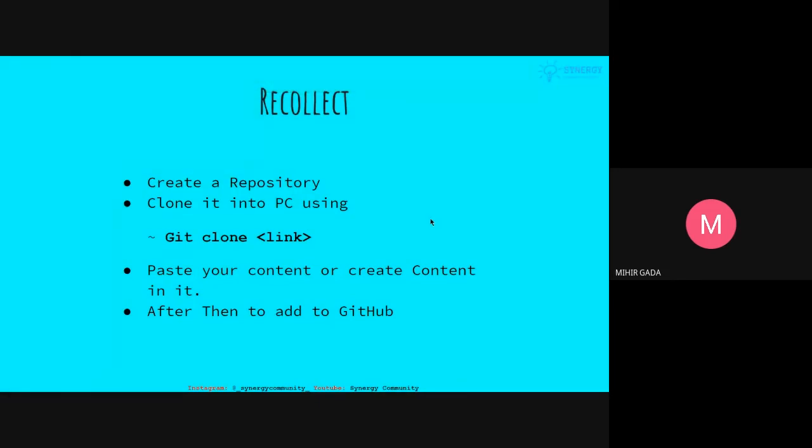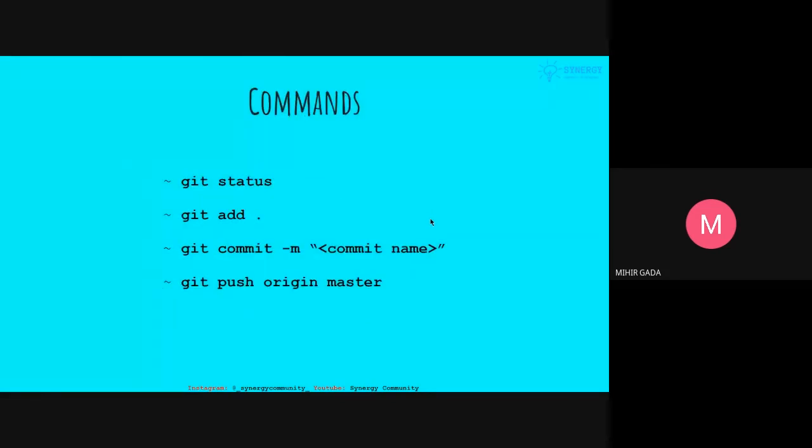Initially we create a repository, we clone it onto the PC using git clone, and we paste the content or create new content in that repository. After that we add those changes to GitHub using the following four commands. Git status, we just check which files have been modified. Git add dot means we are adding all those files. Git commit dash m commit name is basically the name of your version, and git push adds all those changes into github.com.